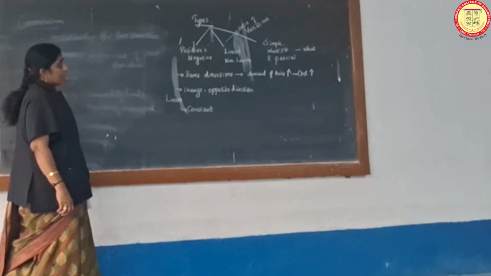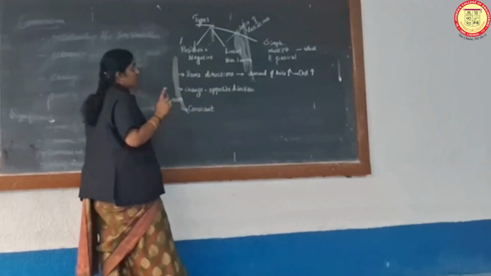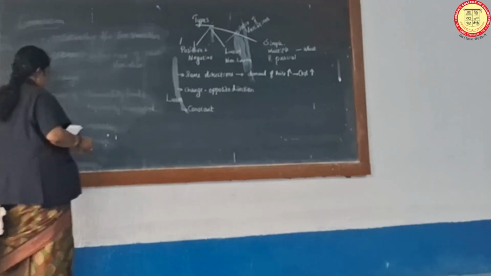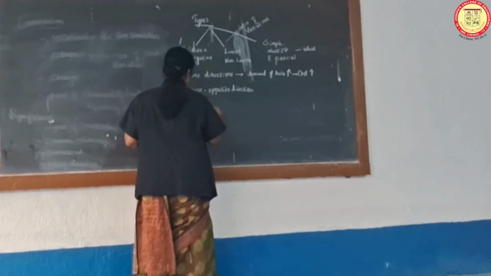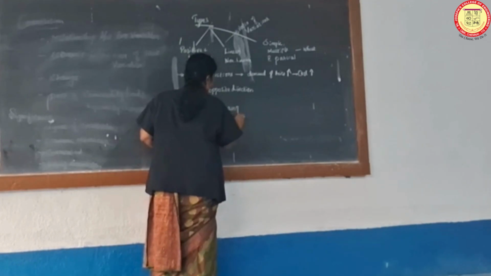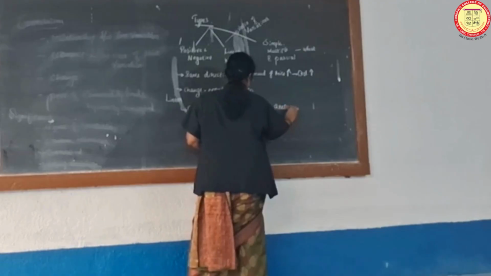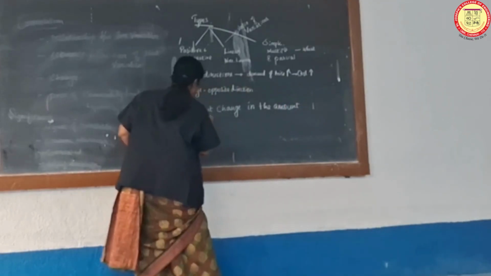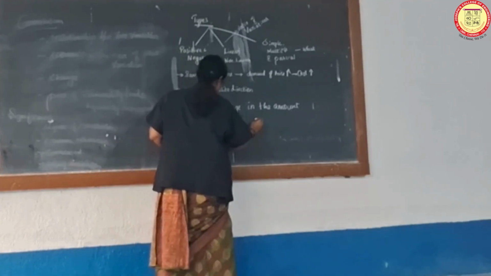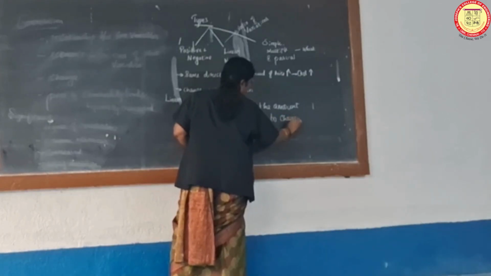Another type of correlation is based on the ratio of variations between the variables. One is linear and the other is non-linear. Linear means a constant change in the amount of one variable due to a change in another variable.